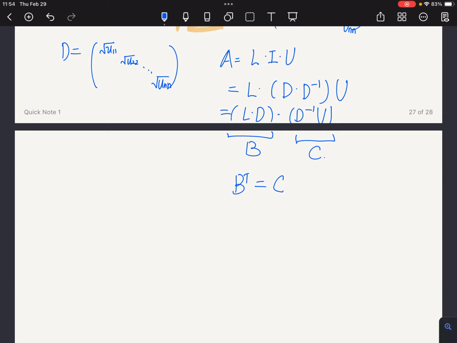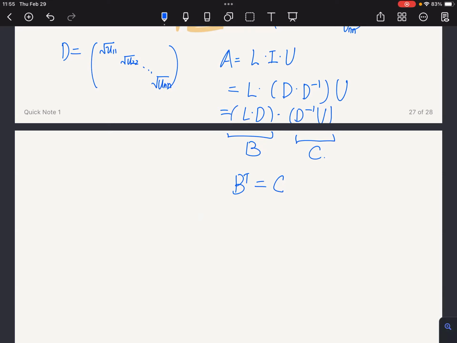Cholesky factorization from the LU factorization. We just insert the D here and then D inverse here. Then this is the B part, and this is the B transpose. You can prove this happens. And this is one brief summary about the proof to get the Cholesky factorization from the LU factorization.